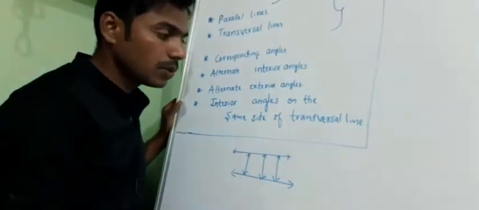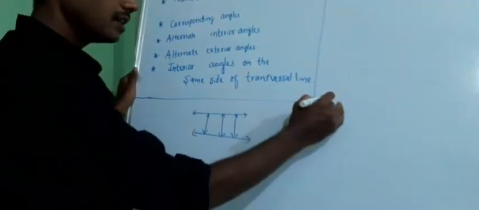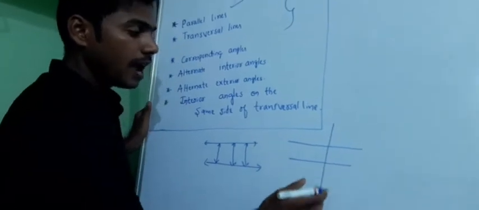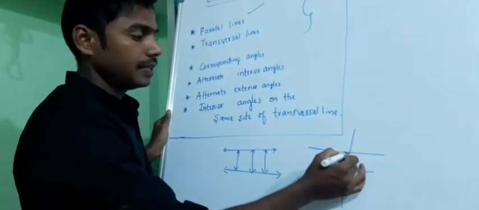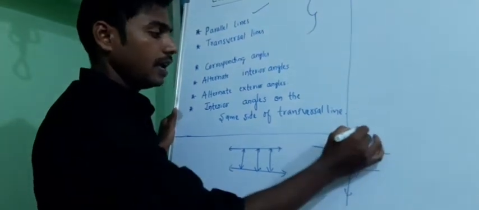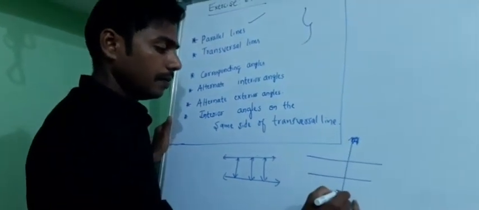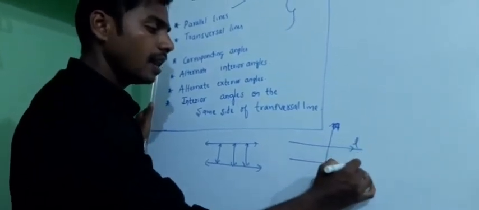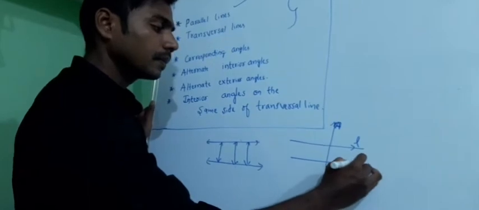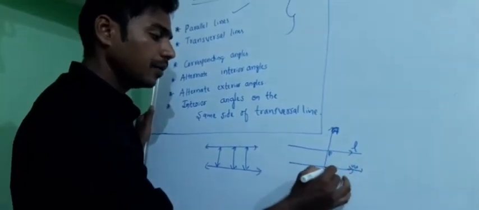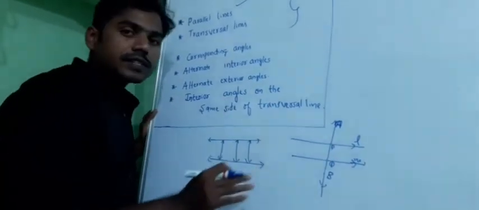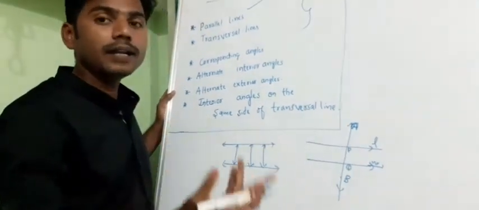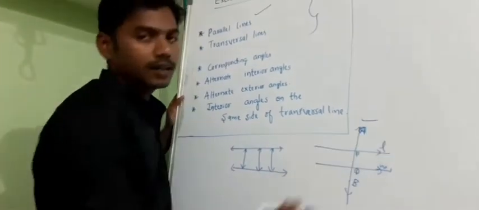Now, what is a transversal line? A transversal line is a line which intersects two or more lines at different points. See, AB is a transversal line. It is intersecting line L and line M at P and Q. So, a transversal line is a line which intersects two or more lines at different points. That line is called a transversal line.